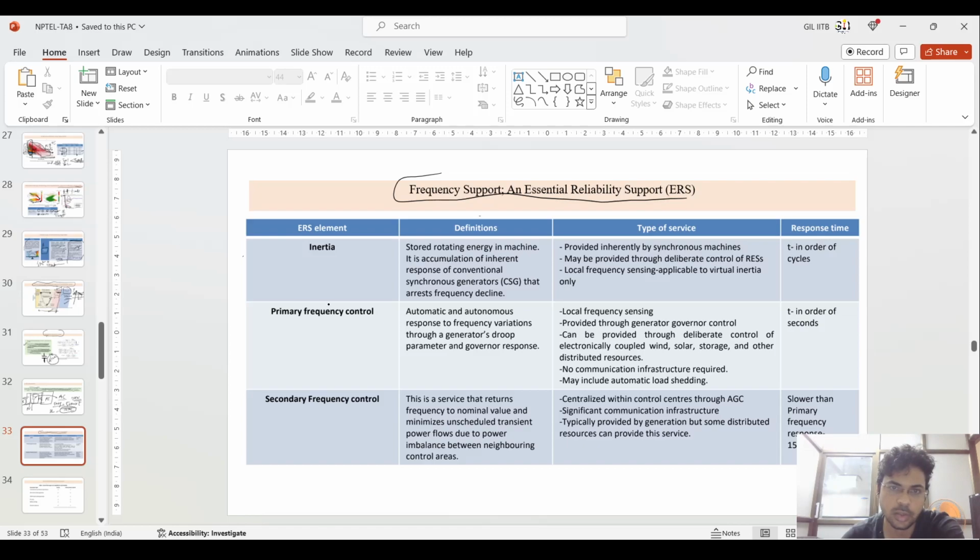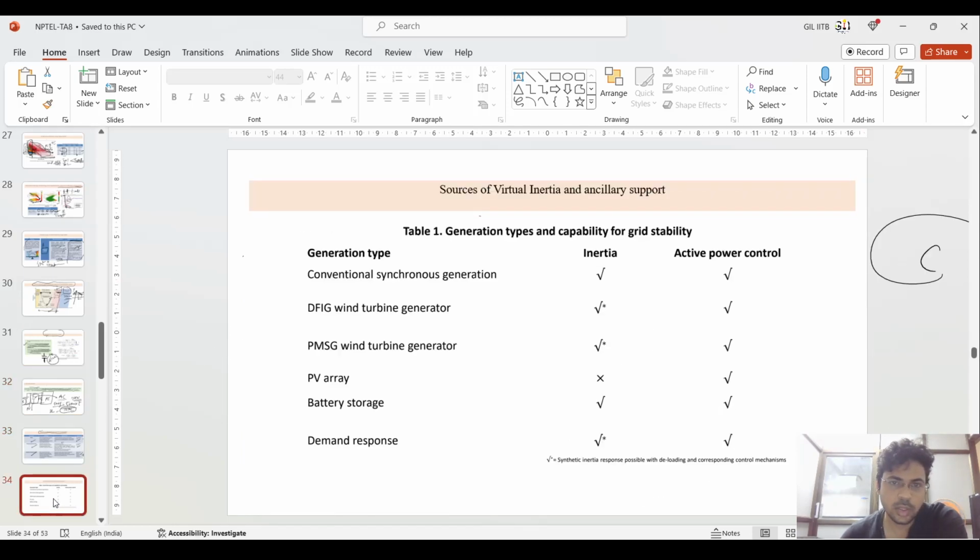Second, I want to explain frequency support based upon this RE penetration. These are the definitions which I have already explained, and there are certain response times, and based upon that, primary and secondary control also have a certain time frame. As I explained for the large-scale PV connected system, secondary frequency control is greater than 30 minutes, primary control is for a few minutes, and inertial support is for a few seconds.